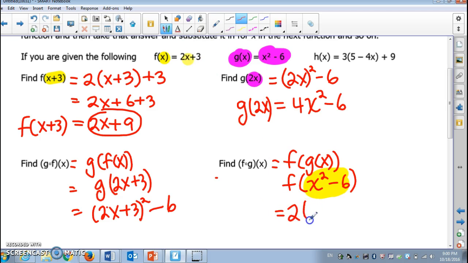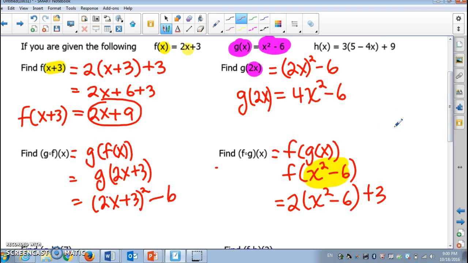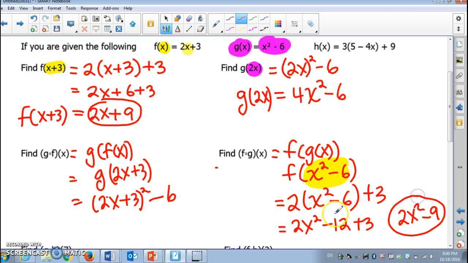2 times x squared minus 6. And then we need to bring down this plus 3. Okay, can we simplify this? Yes. So it's going to be 2x squared minus 12 plus 3, which is 2x squared minus 9. Okay?